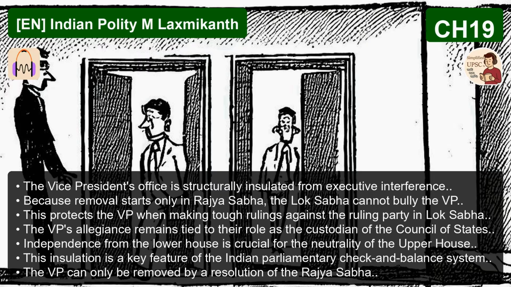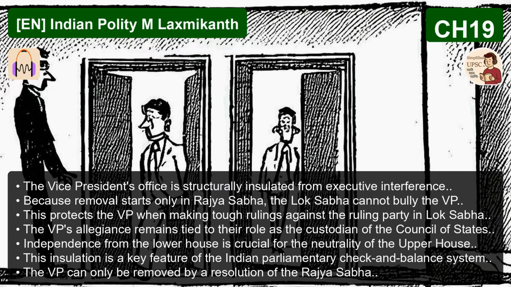Requiring an effective majority ensures that the removal of the chairman is a serious decision supported by a substantial portion of the House's entire current strength, not just those who happen to be in attendance on a particular day. And this leads us to the crucial procedural protection. The resolution must originate only in the upper house.